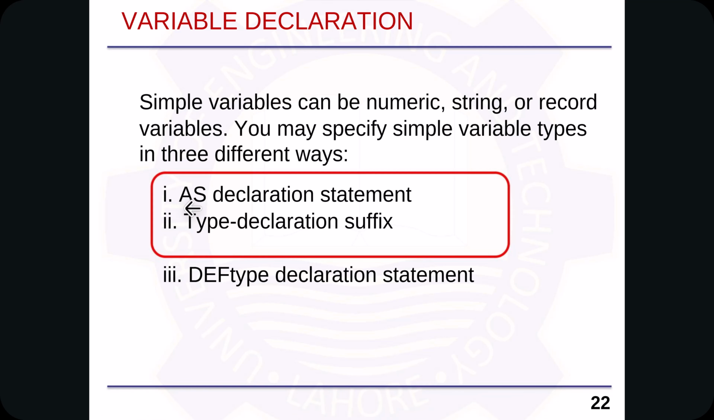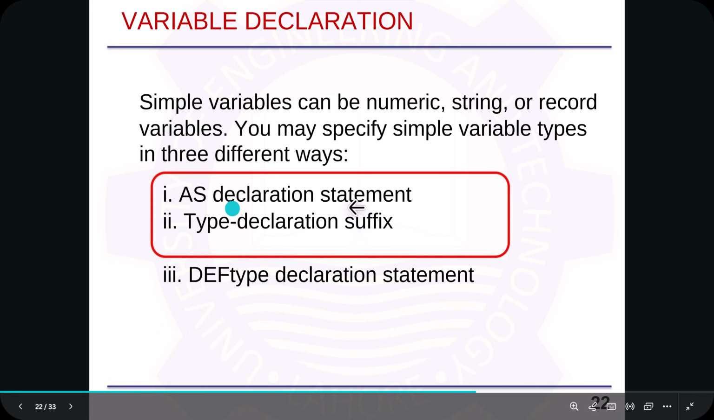type. How we can mention a variable such that it will have an assigned data type, for instance, a string or an integer. So we will talk about two ways of declaring variables: the AS declaration and the type declaration.